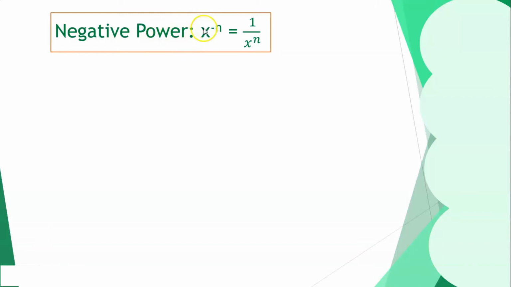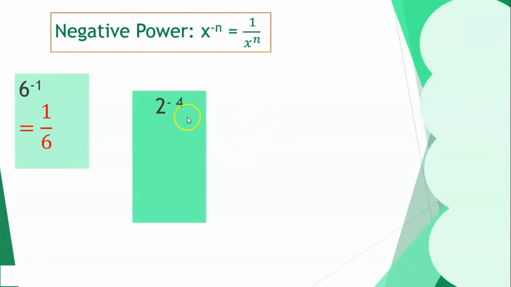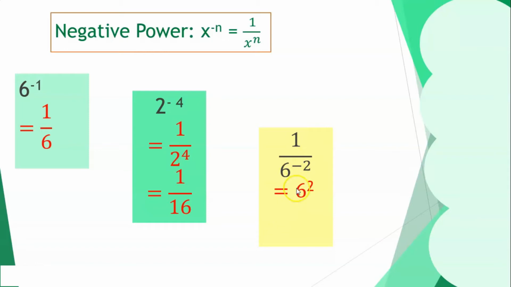negative power. So x to the power of negative n is the same as 1 over x to the power of n. Example, if you're given 6 to the negative 1, it is the same as 1 over 6. Another example, 2 to the power of negative 4. So make it positive. So 1 over 2 to the power of 4, which is 1 over 16. Another, 1 over 6 to the power of negative 2. So bring this up. So that would become 6 squared, or that is 36.